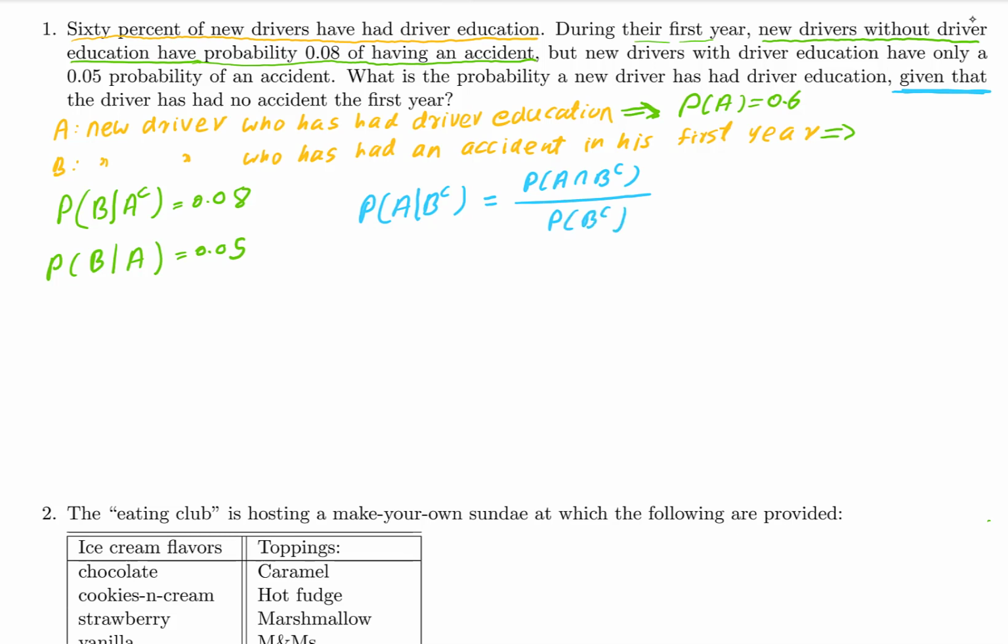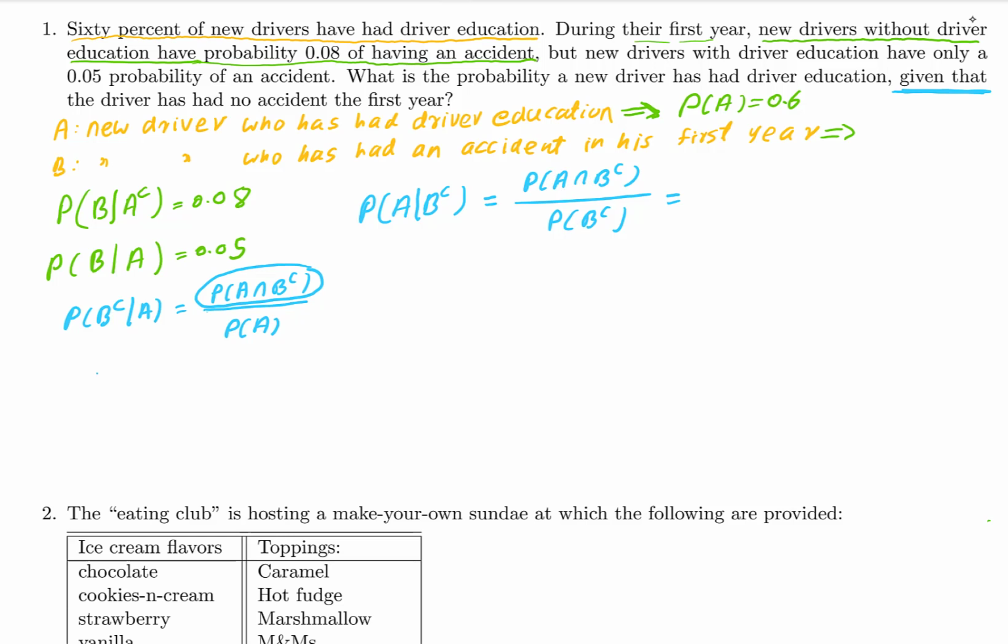So what is B? Who has had an accident. Then B complement is no accident, right? But think about this, because we don't have this information. So then probability of A intersection B complement. Let me explain this over here. Probability of B complement given A equals probability of A intersection B complement divided by probability of A. So you see this is the numerator of our equation, probability of A given B complement.